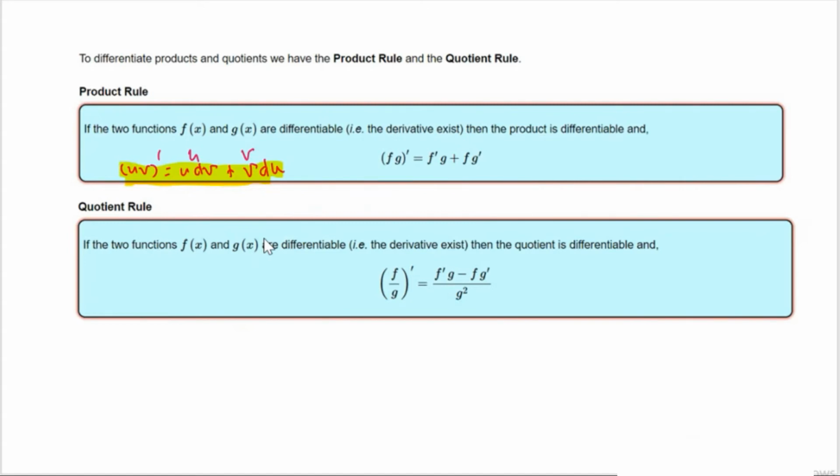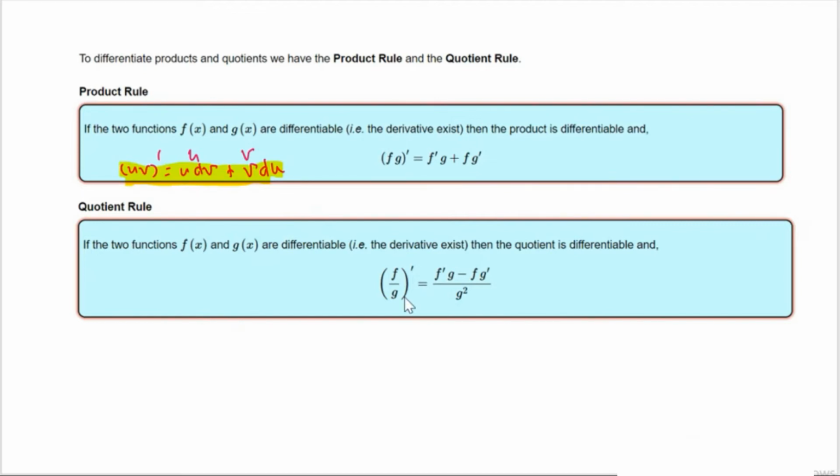But before that, we have the rule of the quotient. So if the two functions f of x and g of x are differentiable, that is, the derivative exists, then the quotient is differentiable.